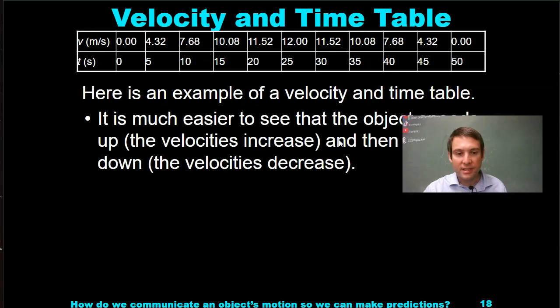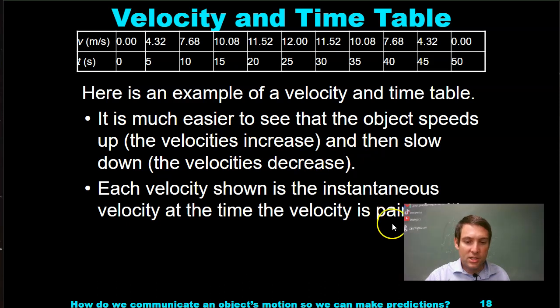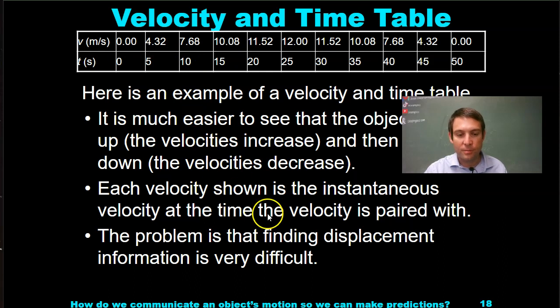Here's an example of velocity and time. It's much easier to see that the object speeds up and then slows down because the velocities are decreasing. Each velocity shown is the instantaneous velocity at the time the velocity is paired with. So at 5 seconds, our velocity was 4.32. At 10 seconds, our velocity was 7.68.